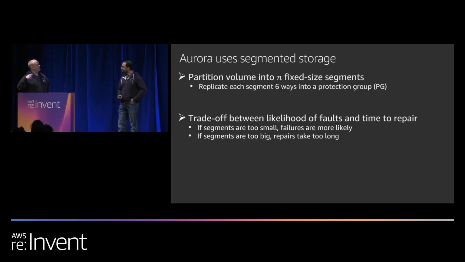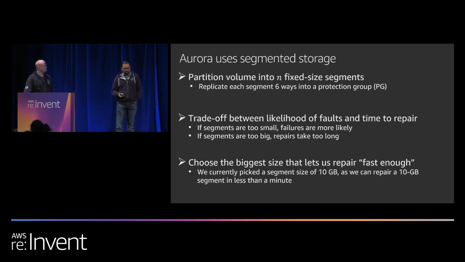So a protection group is 6 segments. So it's 16 times 6, 96 segments. Now the question is, how big these segments should be, right? If it is too small, that means that for a big database, you're going to have too many segments, so more failures are going to happen, and you have to constantly be working on the failures. If it is too big, repairs take too long. So what is the trade-off, right?